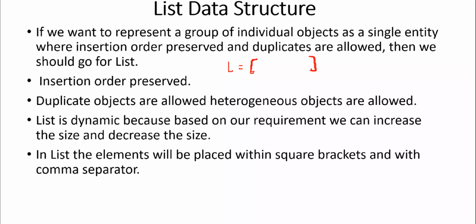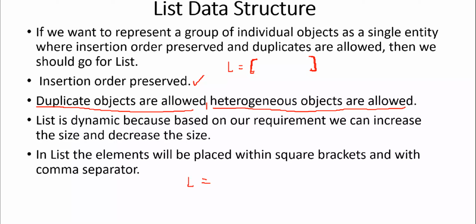The main property of lists is that a list preserves insertion order. That means the way in which you are entering the elements into the list, the insertion order is preserved. Duplicate objects are allowed. That means you can have the same object any number of times. And heterogeneous objects are allowed. Heterogeneous means different types of objects we can keep in the list.